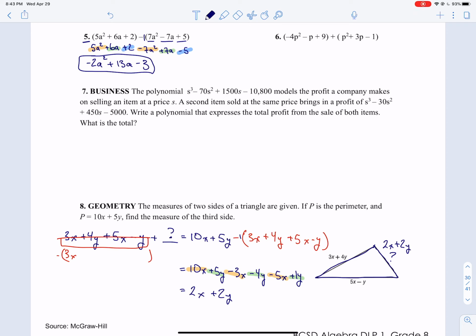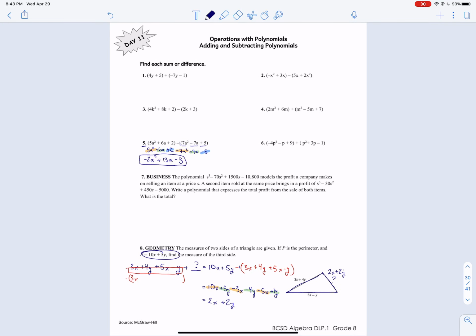And remember, when we add those 3 sides together, we're going to get 10x plus 5y. So let's just do that in our heads. 3x plus 2x plus 5x, that's 10x. 4y plus 2y is 6y, minus 1 is 5y. So it is correct. All right, let's keep going.